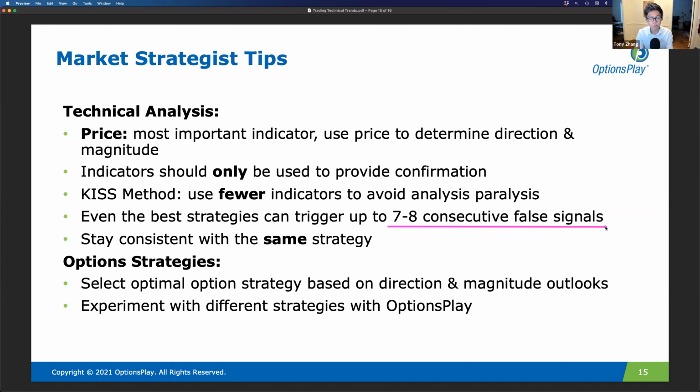The reality of technical analysis trading is that you're going to have a series of consecutive false signals. And this goes into some of the things we've discussed recently about consecutive losing trades. But your goal is not to find strategies that avoid consecutive losses. Your goal as a trader is to make sure that you can survive those consecutive losses. That's how you survive as a trader in the long run. And the only way you can do that is if you stay consistent with the same strategy.